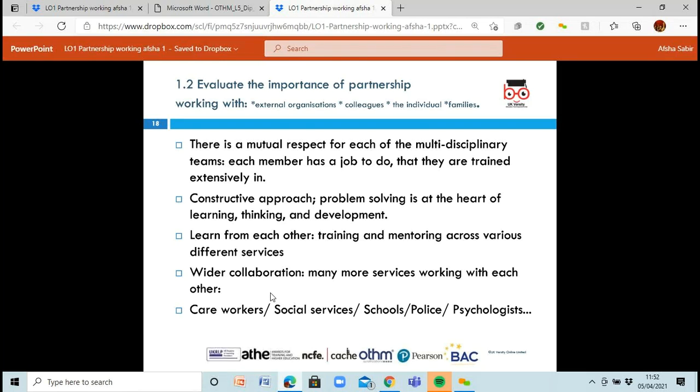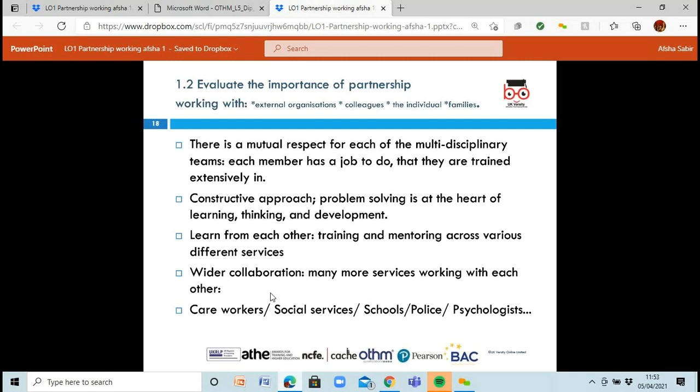Have a wider collaboration. So have different services working with each other. You can have care workers, social services, schools, and so on. Now, when I was thinking about this, what came to my mind about collaboration was, if you remember, you'll definitely know about this, the Victoria Climbié case and the Baby P case.